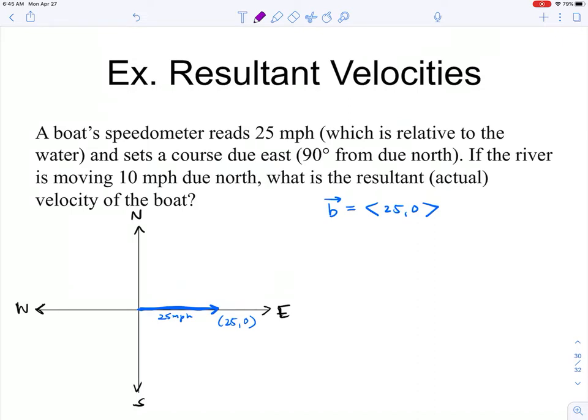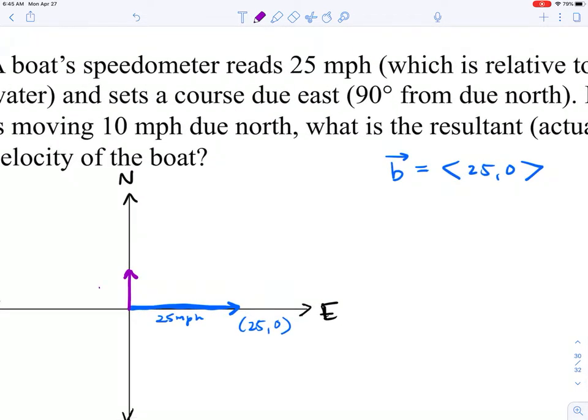Okay, if the river, I should have used blue for the river, but that's okay. So the river is moving 10 miles per hour due north. Okay, so let's say that that's the vector that represents the river. It would terminate at the point 0, 10. So I'm going to use R to represent the river's velocity. Put that into component form.